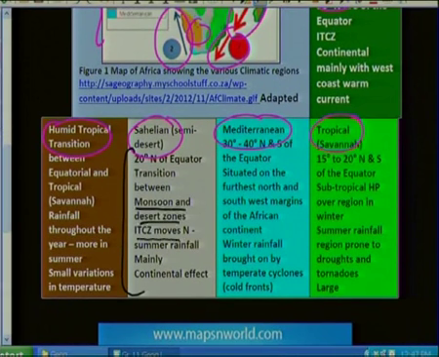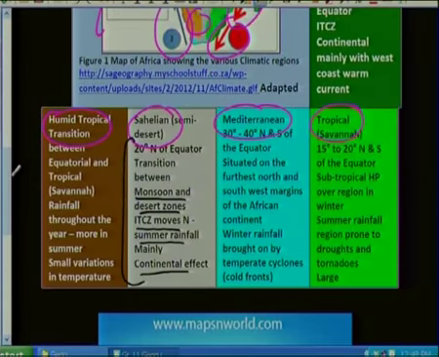The ITCZ is moving north. Summer rainfall is being experienced. It's mainly a continental type of climate. And some parts of it sit in that green zone, which is tropical savanna. So here's all the detail, where we're talking about the latitudinal extent being 15 to 20 north-south. The equatorial subtropical high pressure is dominant over the region in the winter months. Summer rainfall, but it is prone to a lot of drought and a lot of tornado activity.